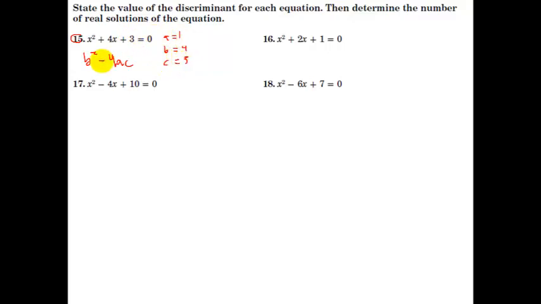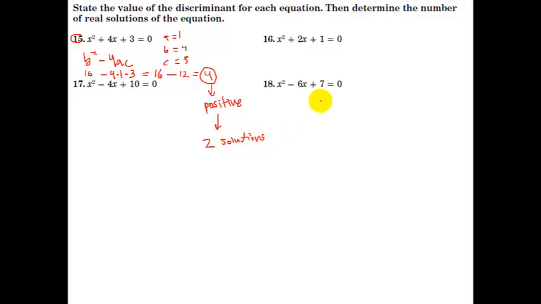So if I plug this stuff in right here, I get b squared, which is 4 squared, which is 16, minus 4, multiplied by a, which is 1, multiplied by c, which is 3. Okay, so that's 16 minus 4 times 1 times 3 is 12, which equals 4. Okay, because this is a positive number, that means I'm going to have two solutions.